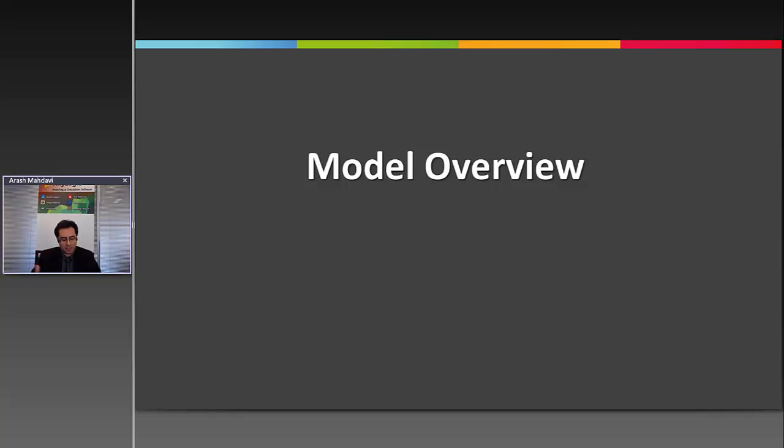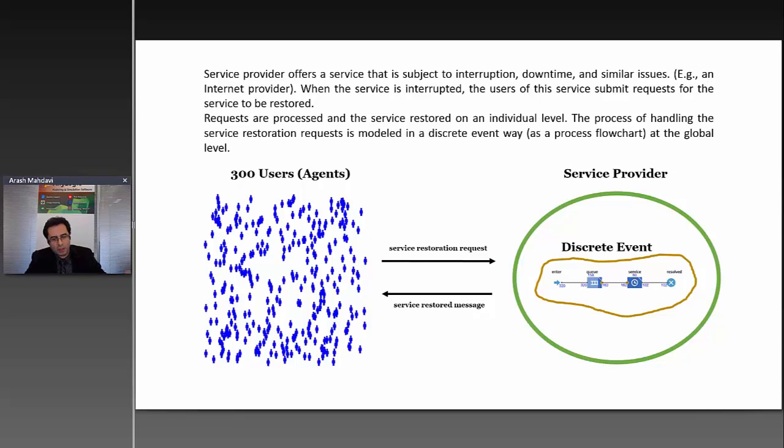In order for you to better understand the application of the model and how it works, I'm going through an overview of the model and the model details. In this model, we are modeling a service provider, for example an internet service provider, that is servicing 300 users. The service provider operates a service that is subject to interruption, downtime, or similar. When the service is interrupted, the user will submit a request for the service to be restored.